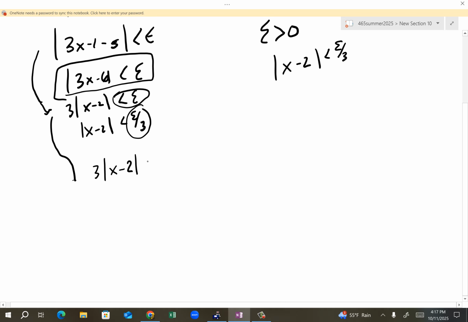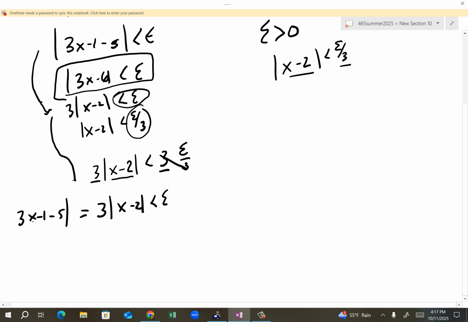All right, cool. And so then what do you got here? What you're going to have is less than 3, again, because of this 3. And remember, |x minus 2| is less than epsilon over 3. Hey, those canceled out, Groom. I know. So |3x minus 6|, like this, is less than epsilon. But this is equal to |3x minus 5 minus 1|, which proves the limit is, in fact, 5.